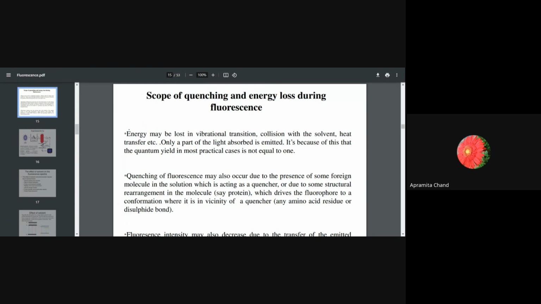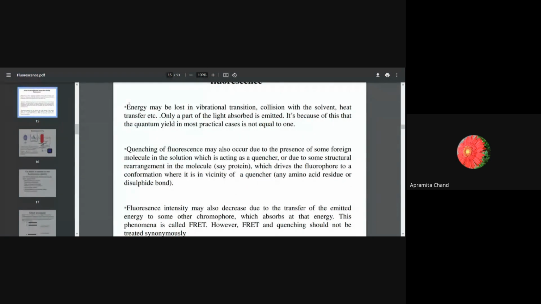Also, quenching of the fluorescence cannot just be negated or ignored in ideal circumstances, because there might be some impurity in the solution, some kind of a foreign molecule which is acting as a quencher. For example, there might be a structural rearrangement in the molecule which drives the fluorophore to a conformation where it is in the vicinity of a quencher, and that quencher can be an amino acid residue, something in the solution, or a disulfide bond, which can interfere with the fluorescence. So you cannot say that the quenching concentration should be absolutely 0, because any kind of impurity or rearrangement can also lead to quenching.